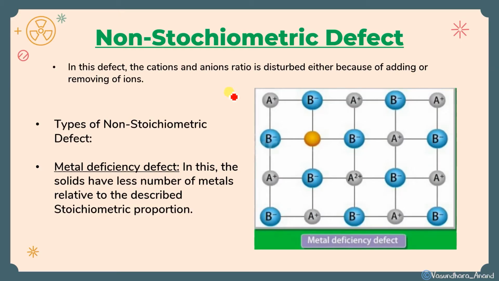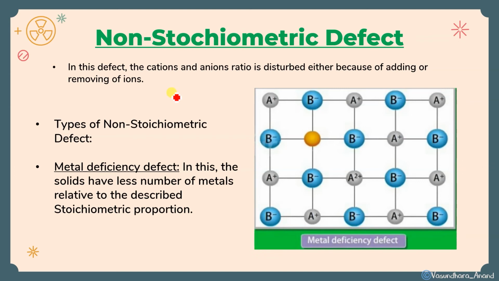Non-stoichiometric defect. In this defect, the cation and anion ratio is disturbed either because of adding or removing of ions. Either we will increase the cation or we will decrease the cation or anion. Got it? There will be some changes. Some number of cations or anions will be changed. So obviously the stoichiometric coefficient will be disturbed.